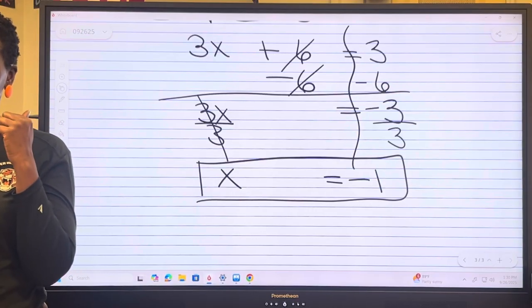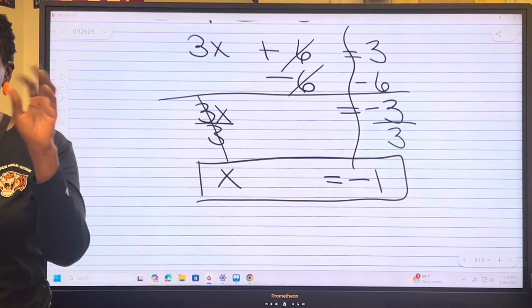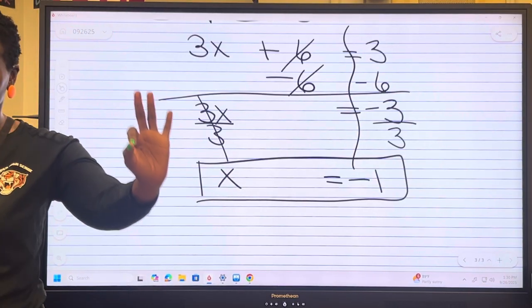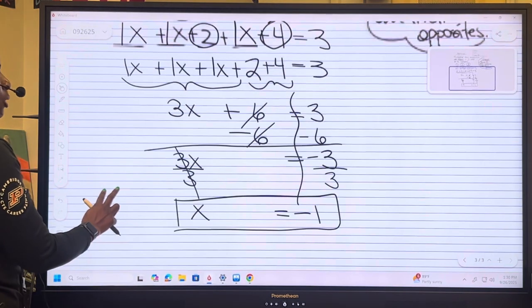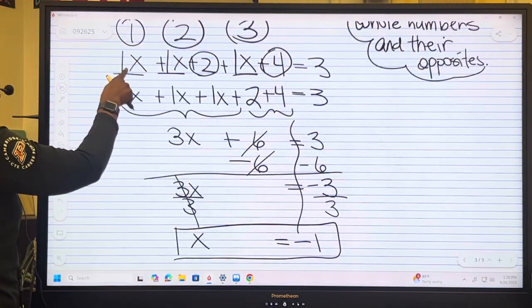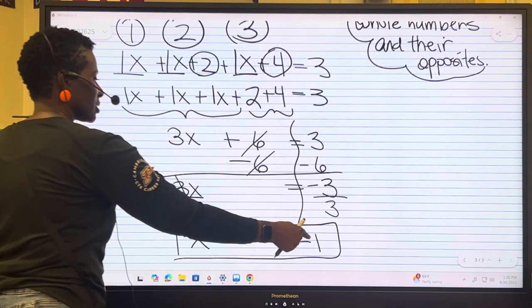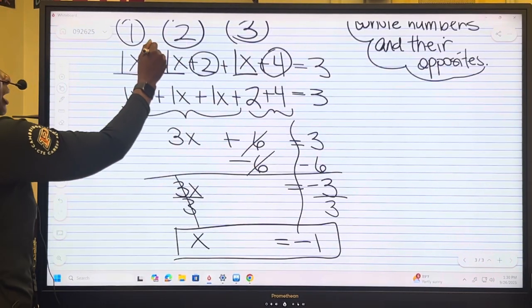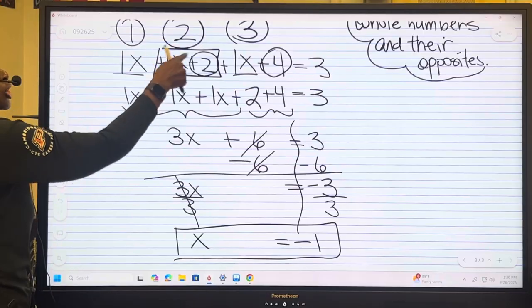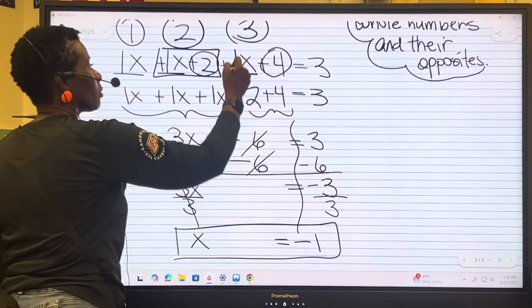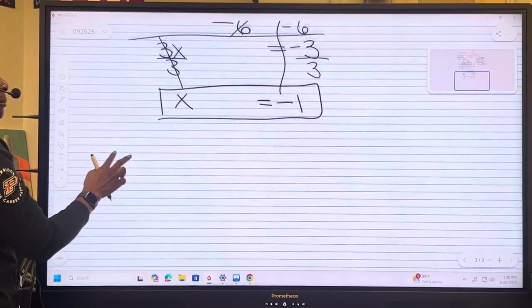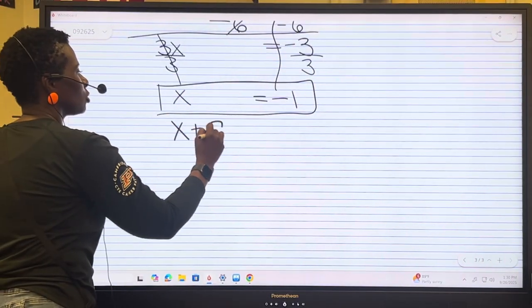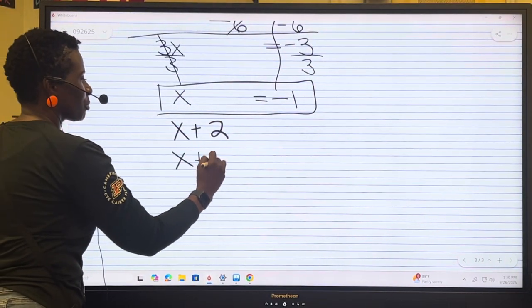Am I done? No, because we got 2 more numbers to find, because they asked us for 3 consecutive odd integers. So where are those other numbers going to come from? Well, let's go back. We said our first number was 1x. And we said our second number was what? X plus 2. And we said our third number was what? X plus 4. So then let's go back. My next number is going to be X plus 2, and my last number is going to be X plus 4.